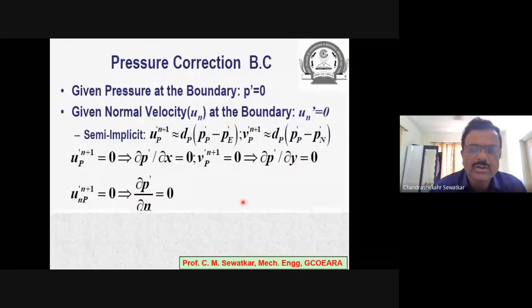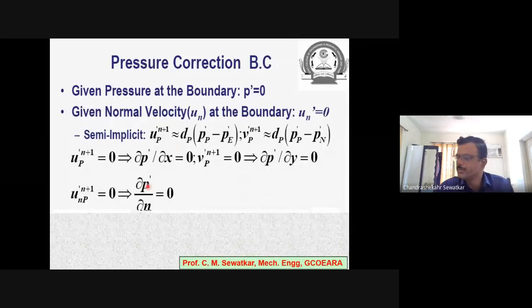Okay, so we have seen how to implement such kind of condition. We have already discussed it when we dealt with the Neumann boundary condition.